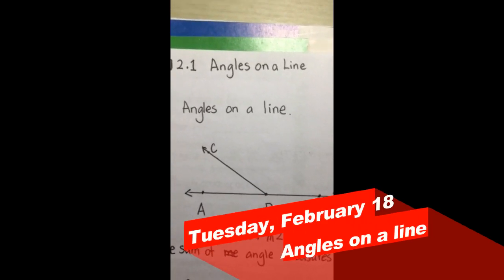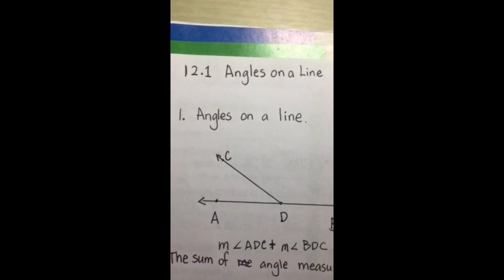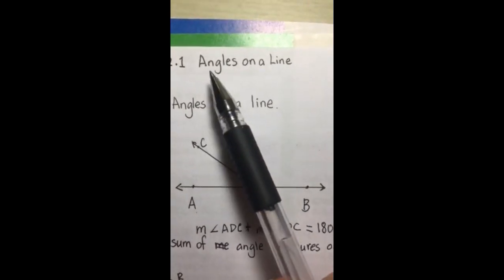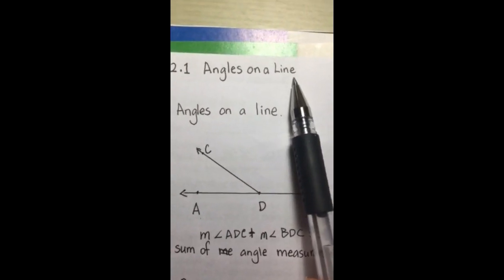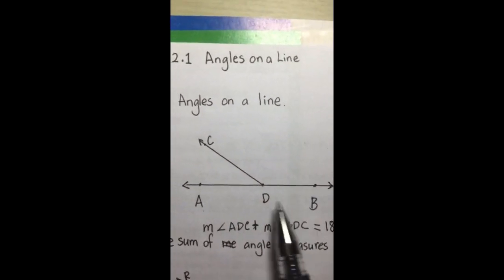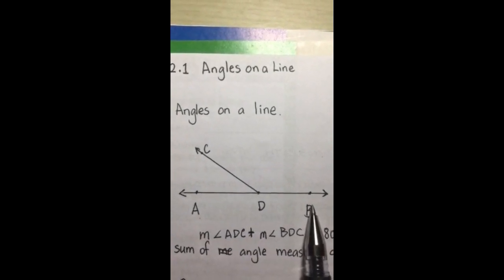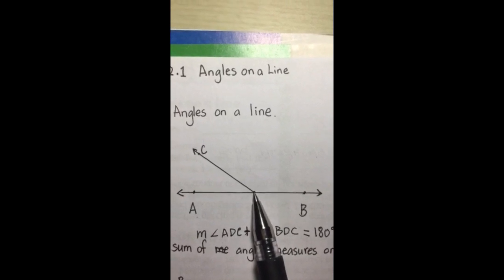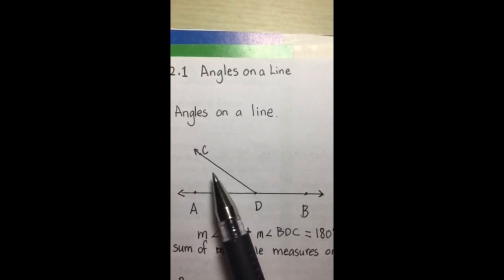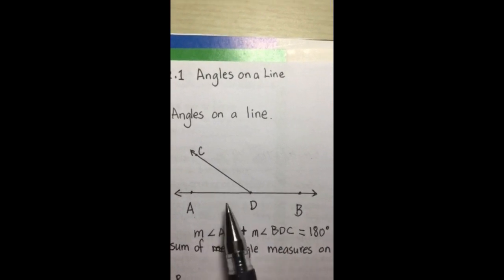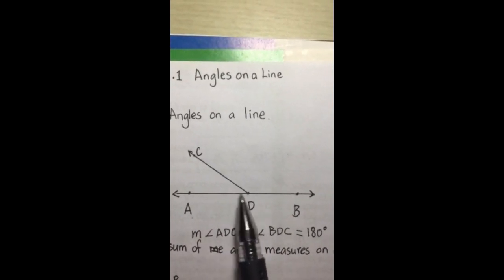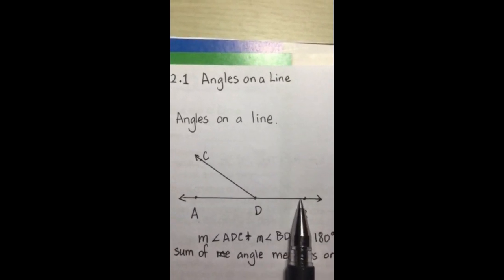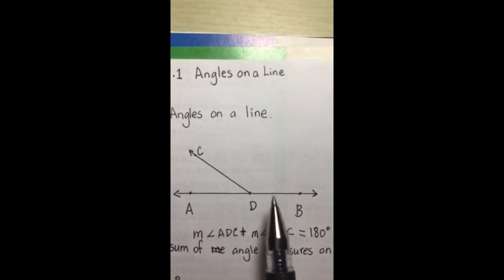Now, finally we get to learn chapter 12, lesson 1. The first lesson is called angles on a line. They are angles like this. Look, AB is a straight line and D is a shared vertex of two angles, angle ADC and angle BDC. These two angles share the vertex, and the two sides of them make a straight line. They are called angles on a line.